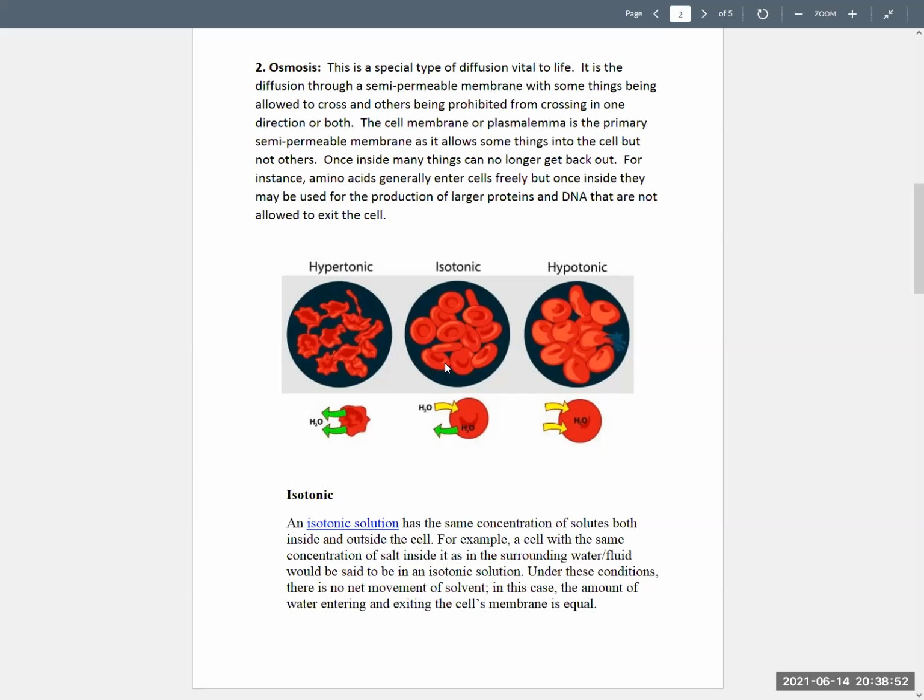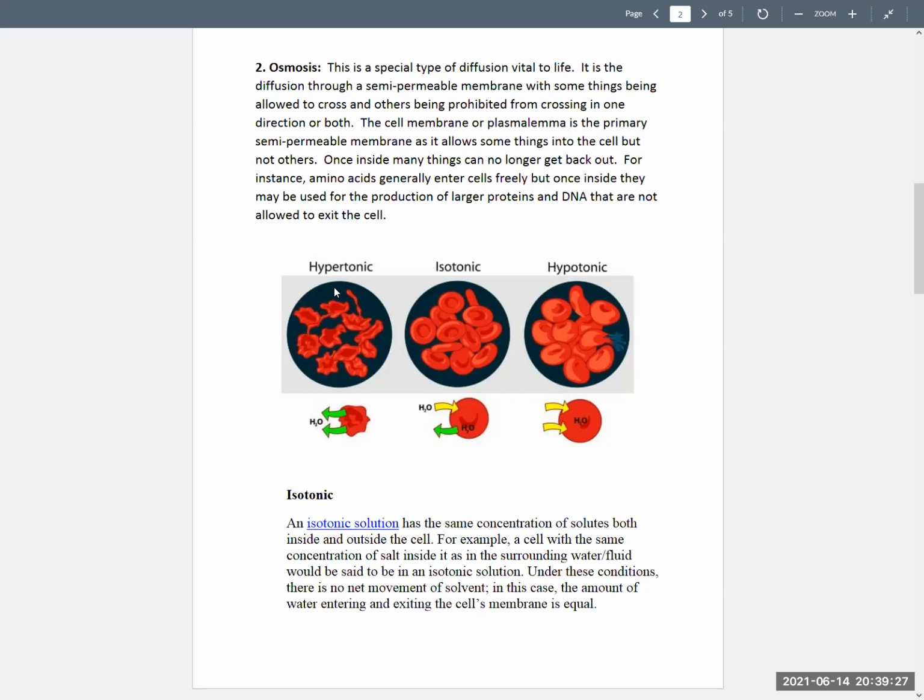So let's put our red blood cells in a hypertonic solution. Hypertonic means a high amount of solute, high strength of solute. Okay, so the solute or salt in the saline solution is risen on the outside. Normally in a human body, that doesn't happen rapidly. It can happen slowly, but it won't happen suddenly.